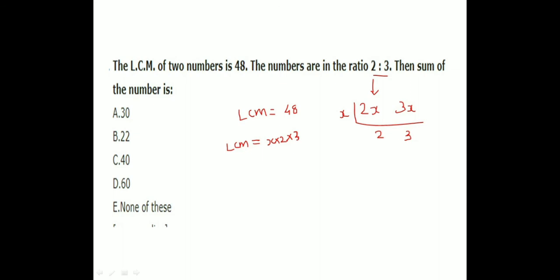Already LCM is given as 48, so 6x equals 48 and x equals 8. 48 by 6 is 8. So the numbers are 2 into 8 and 3 into 8, that is 16 and 24. So what is the sum of the numbers? It is equal to 16 plus 24, which is 40. So the answer is 40, right? Hope it is clear.